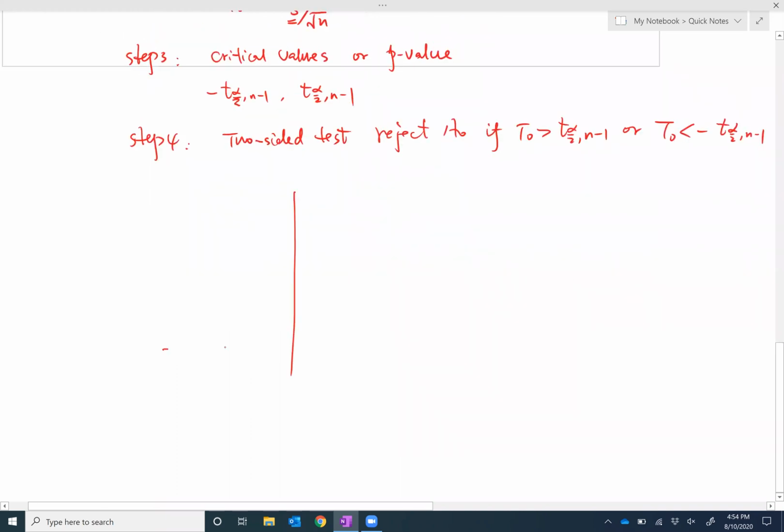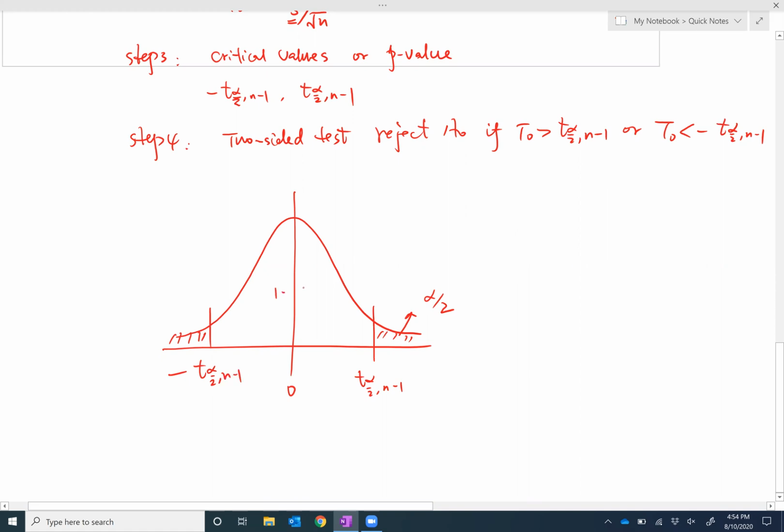In other words, you have a distribution, and you have T alpha over 2, n minus 1. This is alpha over 2. This is 0. This is minus T alpha over 2, n minus 1. And then you will have 1 minus alpha in the middle. This will be your acceptance region. These will be your rejection regions. And you want to check where your T0 is, on this side or that side. This will help you determine whether you want to reject or accept your null hypothesis. Okay, so this is the end of this exercise.